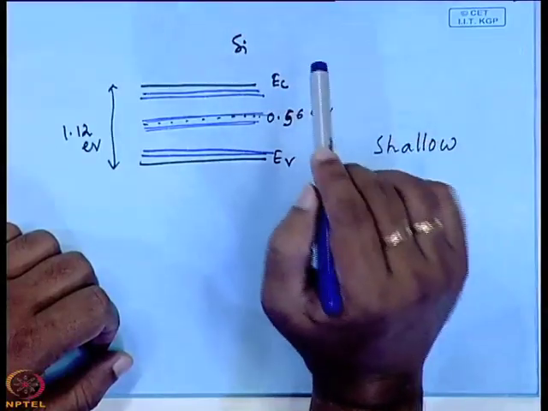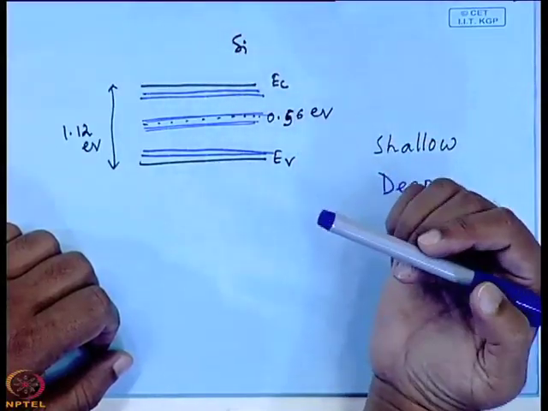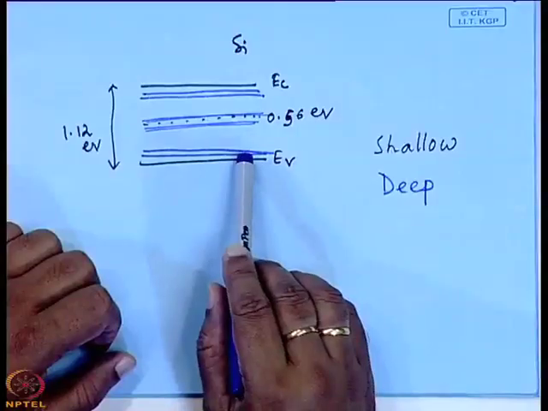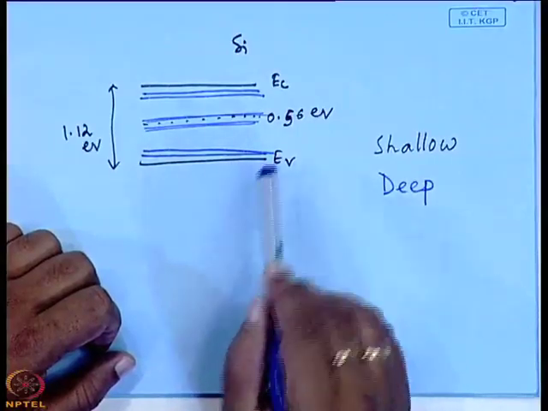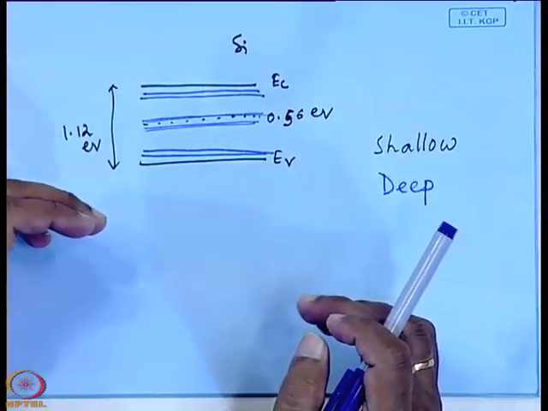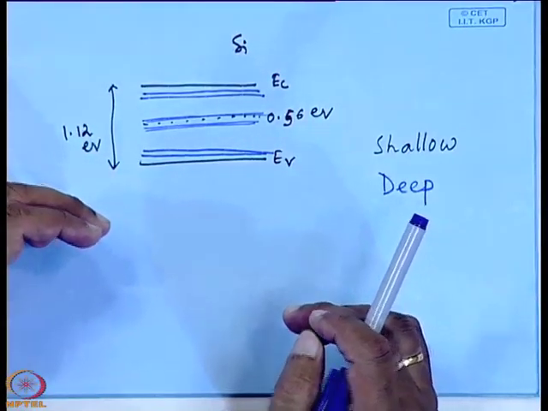So, at the conduction band you will find many electrons coming out from the donor atoms, and the donor atoms will be ionized. Immobile ions will be there. Similarly, for acceptors, holes will be given, that means they will act as acceptors. There will be many states which can accept the electrons.